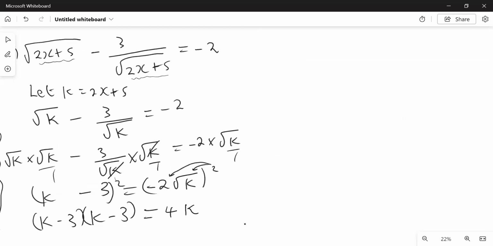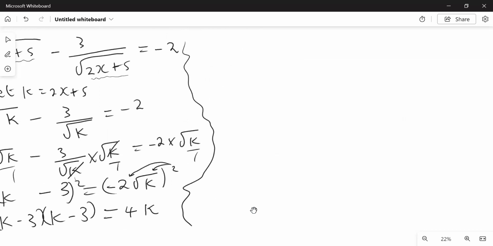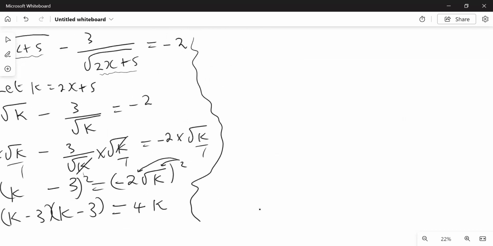Now let me just continue this side so that I don't waste time. K times K, we get K squared. K times negative 3, we get minus 3K. And then K times negative 3, we get minus 3K. And then negative 3 times negative 3, we get positive 9, equals 4K.